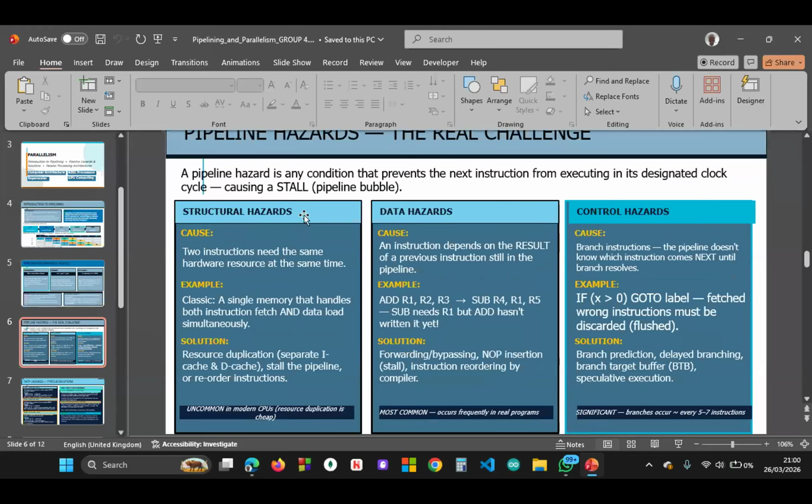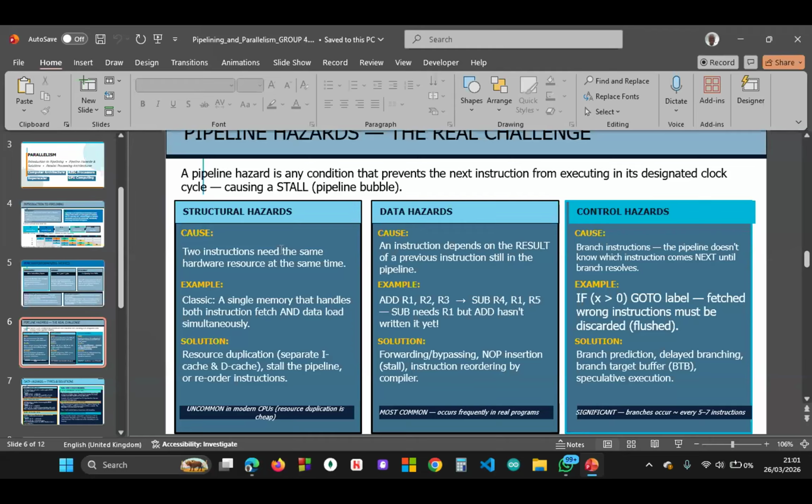One, structural hazard. Cause: two instructions need the same hardware resource at the same time. A clear example is a single memory that handles both instruction fetch and data load simultaneously. A recommended solution: resource duplication, separate I-cache and D-cache, or stall the pipeline, or reorder instructions.